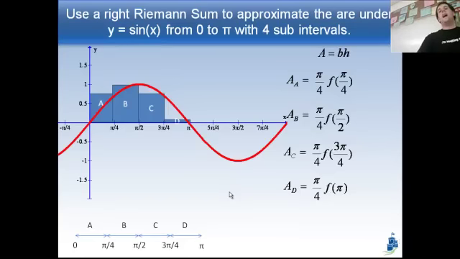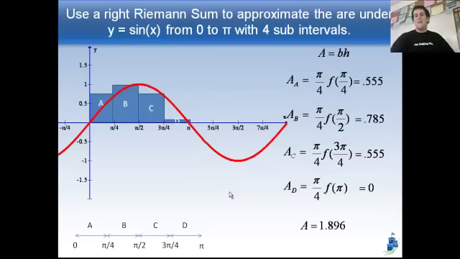f of pi over 4 is sine of pi over 4. Who knows what sine of pi over 4 is? Thank you. Who knows what sine of pi over 2 is? Sine of 90 degrees? 1. What about sine of 3 pi over 4? Root 2 over 2. And sine of pi? Right. Add them up, add them up, add them up, and you get 1.896.